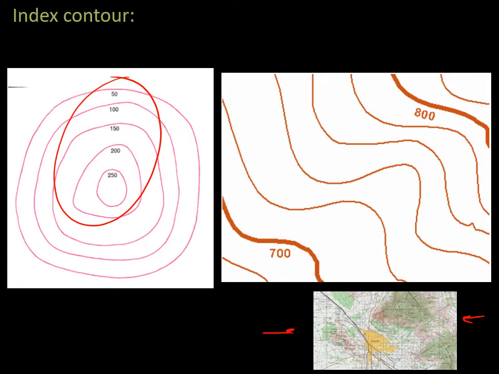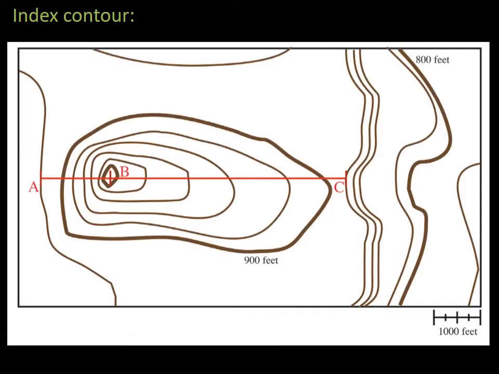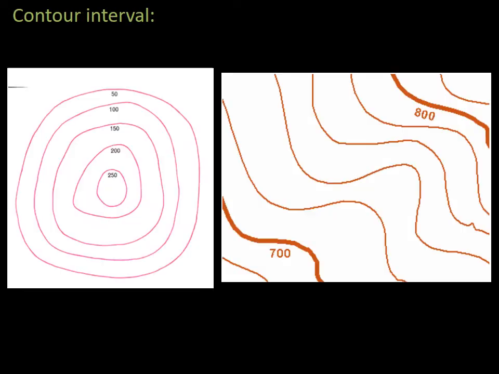Those that are labeled, like this one and this one, are referred to as index contours. They're often bold. The lines are bolder or darker, and they're the ones that are labeled. An example from the assignment is this map. We'll come back to this later. But notice that only some of them, like that one, are labeled. Here's another index contour that isn't labeled, and you're going to have to figure out what the elevation of that line is. And I'll show you how to do that here in a second.